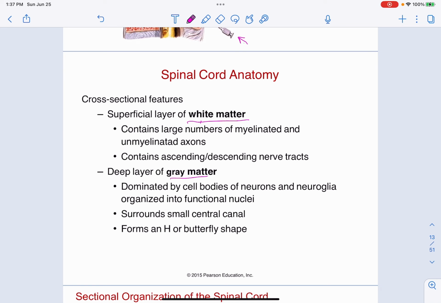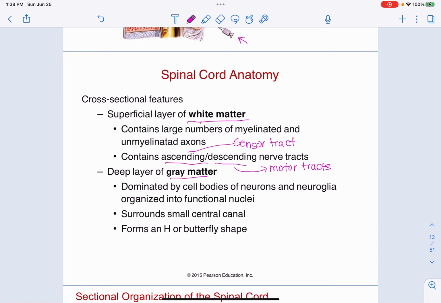The white matter consists mostly of myelinated and unmyelinated axons, if you remember from the first lecture. And it is going to contain both ascending and descending nerve tracts. So the ascending tracts are going to the brain. And we know information going to the brain is most likely sensory. And then we have descending tracts that are going from the brain. And these are most likely going to be motor tracts. So ascending is going to be sensory tracts, and descending is going to be motor tracts.